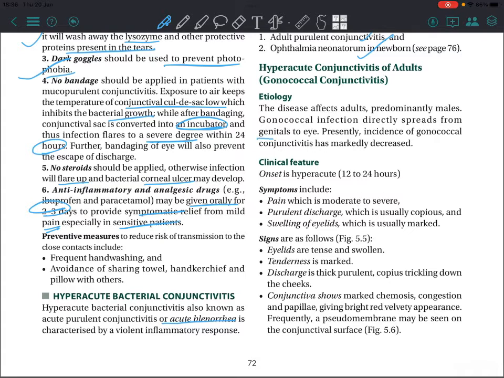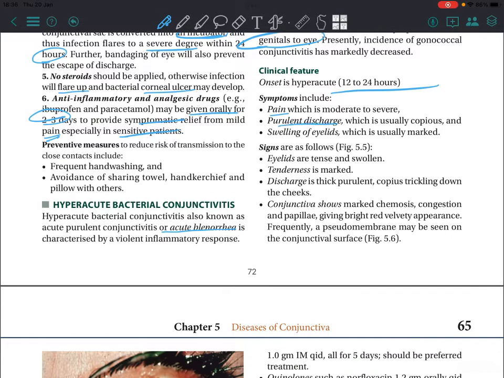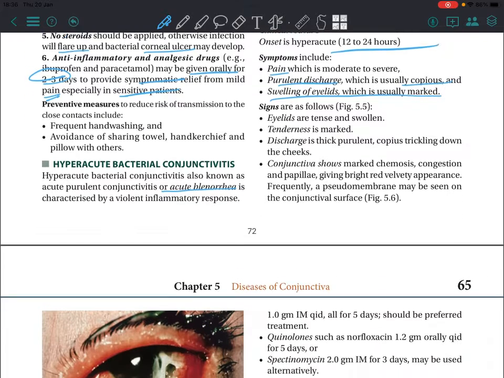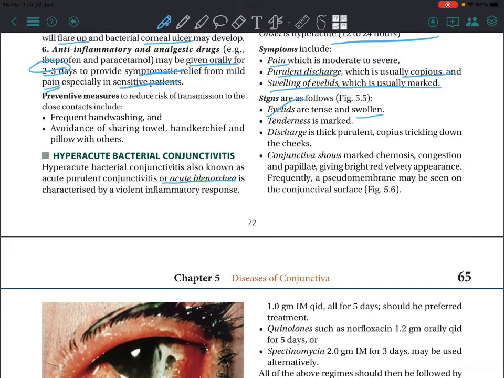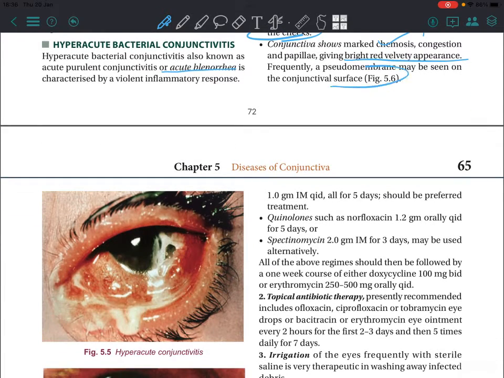Gonococcal infection directly spreads from the genitals to the eye. Onset is hyperacute. Symptoms: pain, purulent discharge, which is copious, and swelling of eyelids, which is usually marked. Signs: eyelids are tense, swollen, tenderness is marked, discharge is thick, purulent, copious, trickling down the cheeks. Conjunctiva shows marked chemosis, congestion, and papillae giving a bright red velvety appearance. Frequently, a pseudomembrane may be seen on the conjunctival surface.